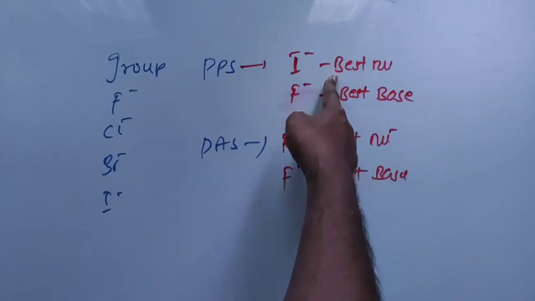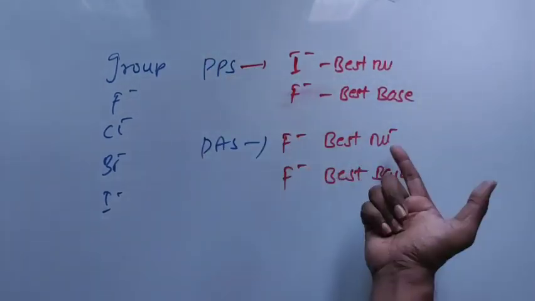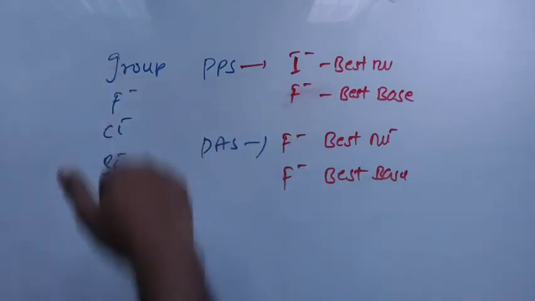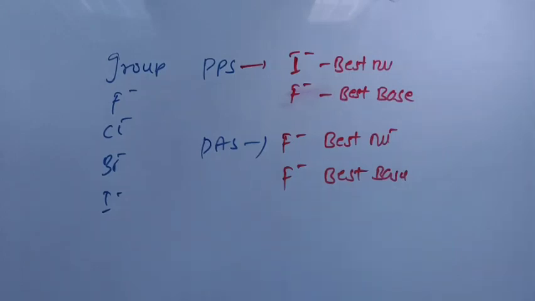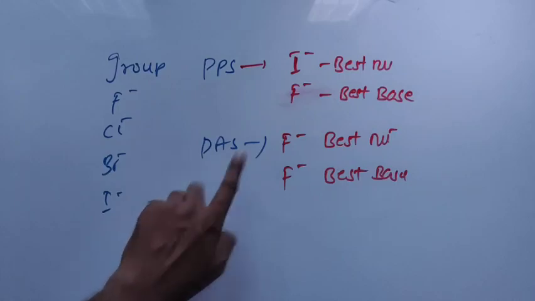So this is the summary of the whole discussion. Here I minus is the best nucleophile because of the solvation effect of polar protic solvent, whereas here F minus is the best nucleophile because of the inability of the solvent to solvate these anions. Therefore, this is the most important concept of basicity. I hope this aspect is clear.